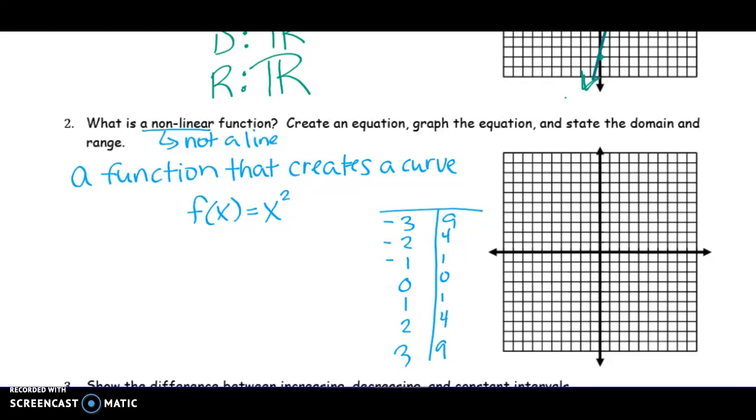And then graphing, so -3, 9. -2, 4. -1, 1. 0, 0. 1, 1. 2, 4. 3, 9.